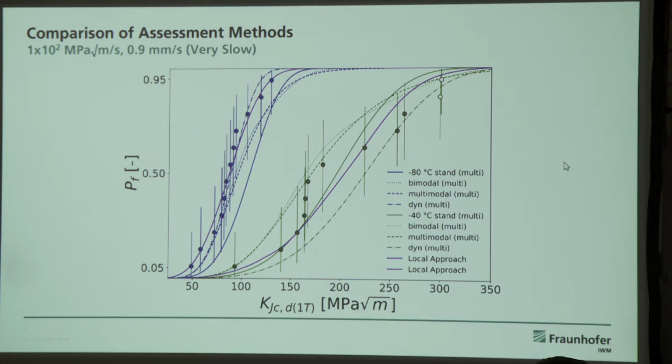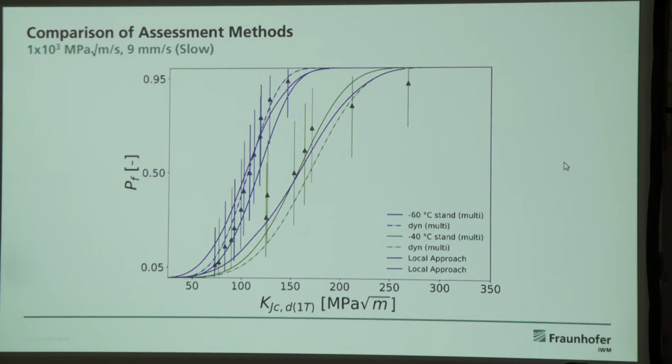And the dynamic master curve, the dashed dotted line here, is not conservative, but still within the error bars. And here it actually matches quite well. Again, I think that is more of a coincidence. The local approach here in pink matches the experimental data quite well.